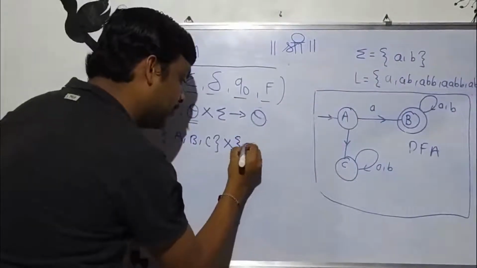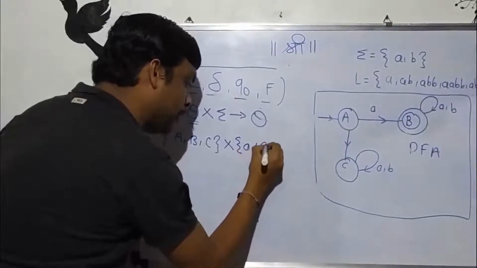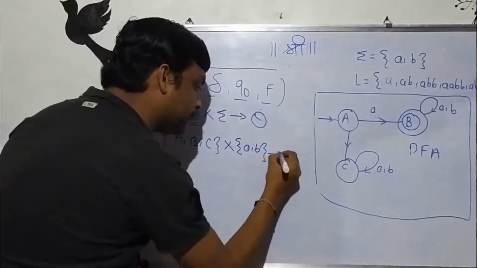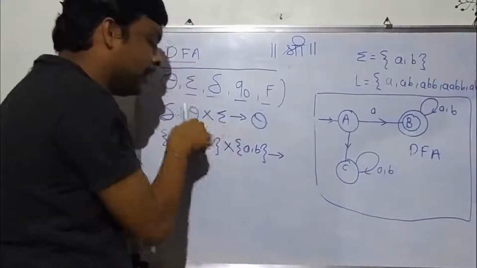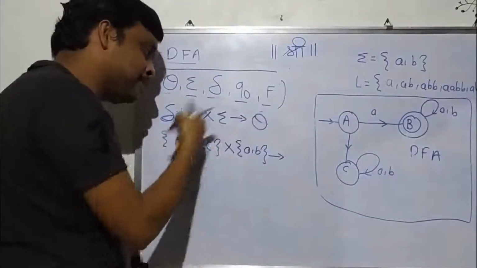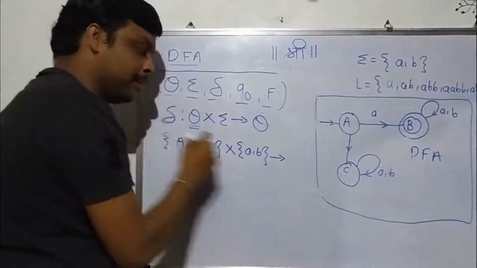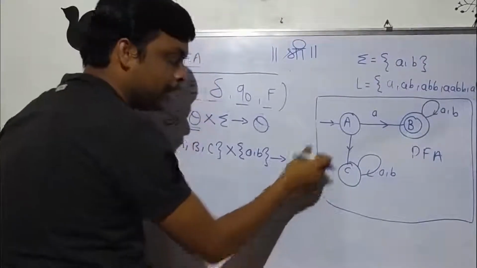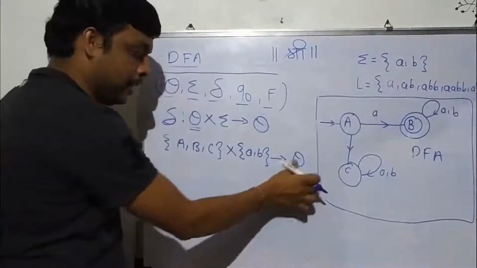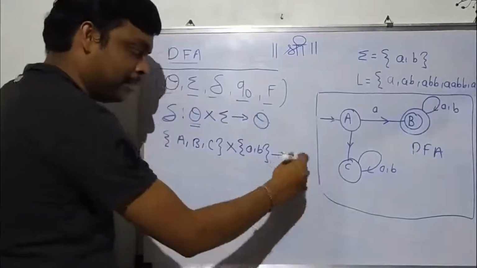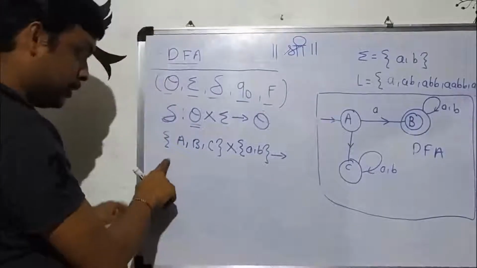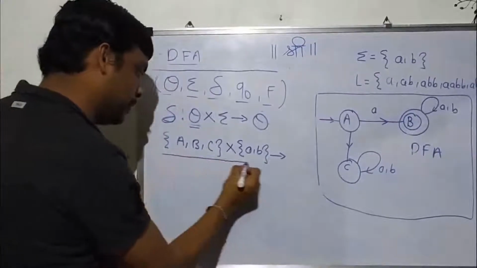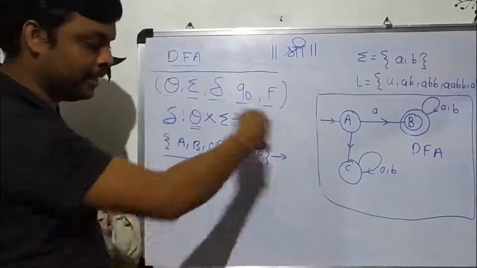Okay, so here a comma small b. And then its result, according to the definition, must be Q. And what is Q? Q means A, B, C. So before proceeding with the right side, let us first solve the left side of this one. Left side, then we'll discuss the right side.